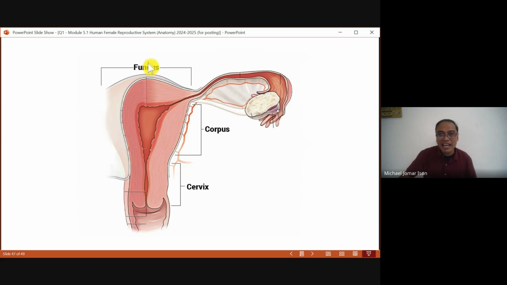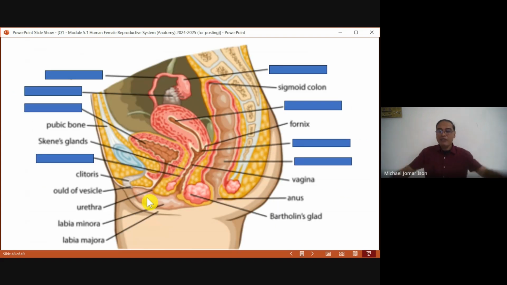Alright, so this is the uterus and this is the cervix. You can see here the neck, and this is the entrance towards the cervix. It will later produce the mucus to help the sperm cell swim towards the inside of the female reproductive tract. Alright, we'll now go to the last portion of our discussion, and this is the identification.